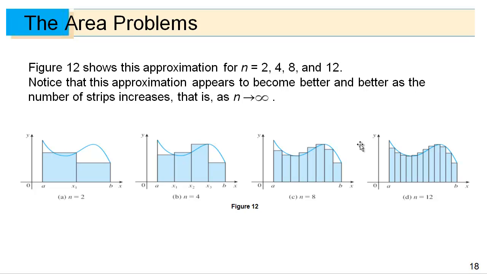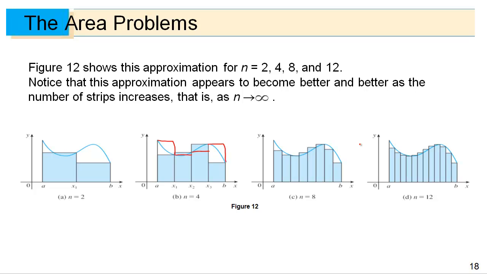Our first rectangle, if we're doing a left-hand rectangle, is this one, because the left-hand rectangle uses the left-hand height of the function, and then this would be our second rectangle, and this would be our third one, and then this one would be our fourth one.